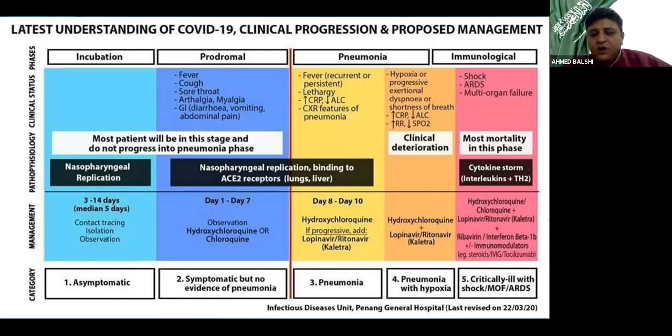The mortality is higher in the last stage, when the patient is critically ill and admitted to the ICU. The mortality percentage in ICU patients who were intubated and reached mechanical ventilation is between 50 to 70%, around 60%, and sometimes 50%.